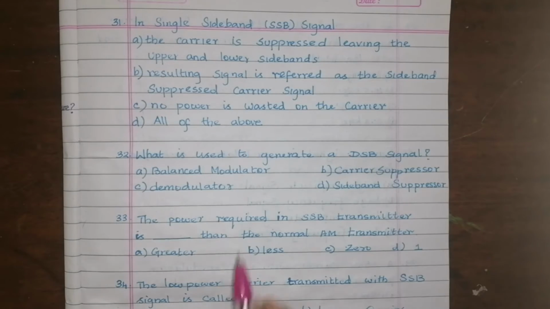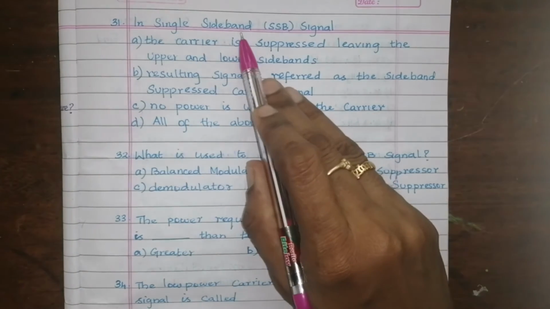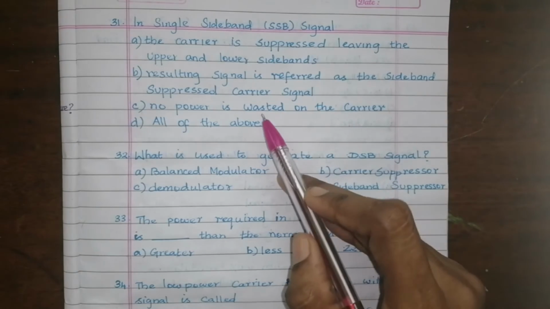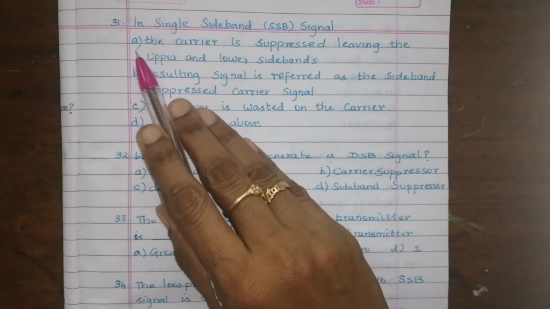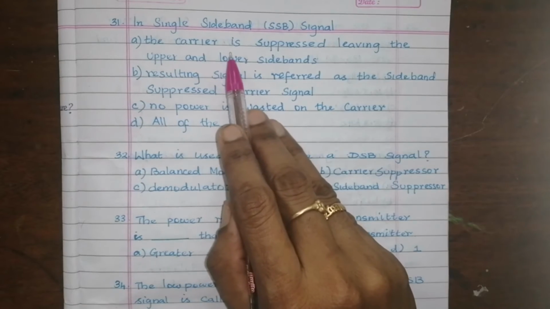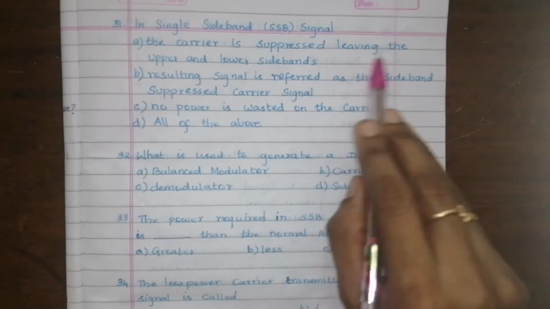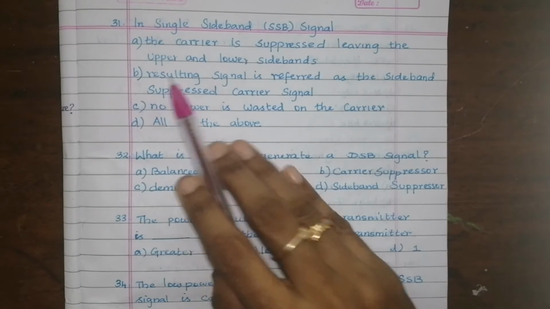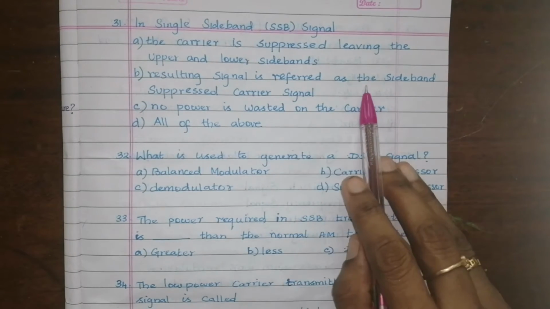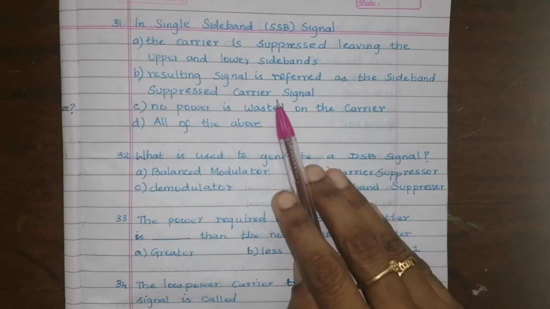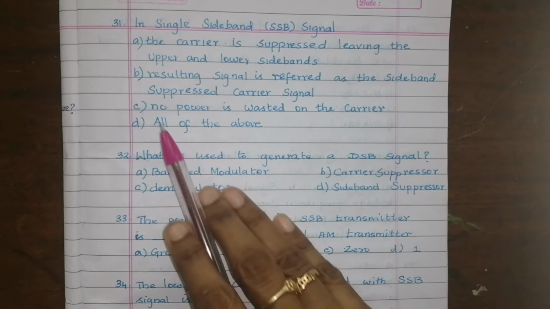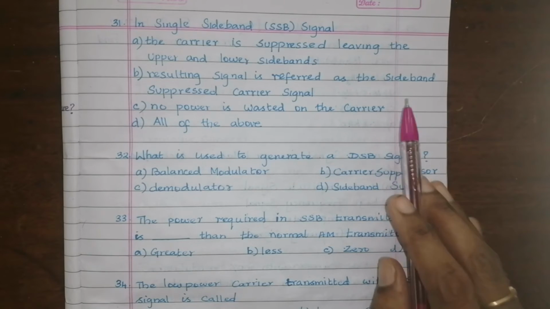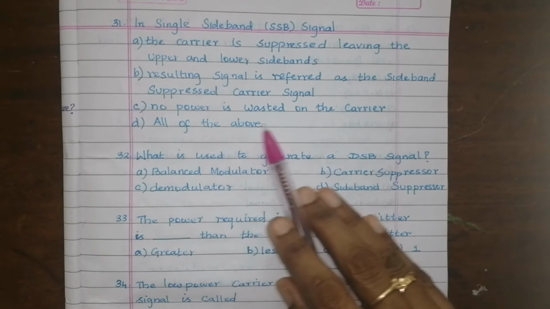Next question is, in single sideband, that is SSB signal, which of the following are correct? First option is, the carrier is suppressed leaving the upper and lower sidebands. Next one is, resulting signal is referred to as the sideband suppressed carrier signal. Option C, no power is wasted on the carrier. Option D, all of the above.